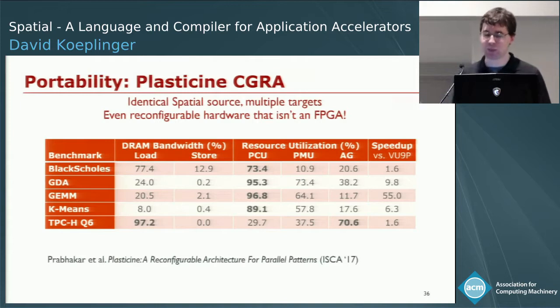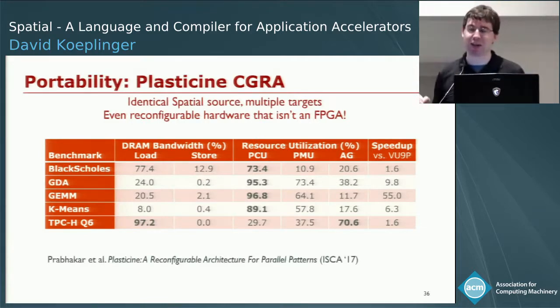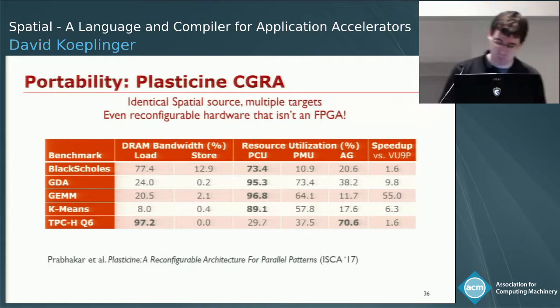One other case study we did is in our group, we're also doing architecture development, so coarse-grained reconfigurable architecture development. These don't look a whole lot like FPGAs, but they are still reconfigurable architectures, and we can use Spatial to target them as well. The point I wanted to make here was just that for compute-bound benchmarks, we maximize the PCU, or the compute resources on the CGRA. And for streaming or bandwidth-bound benchmarks, we're maximizing our DRAM bandwidth.